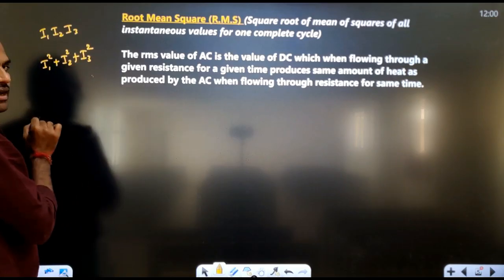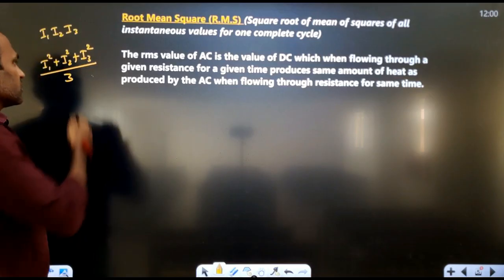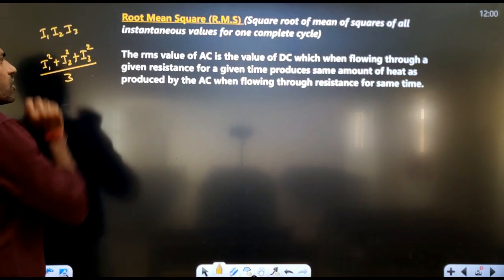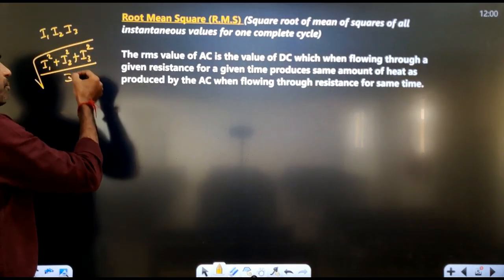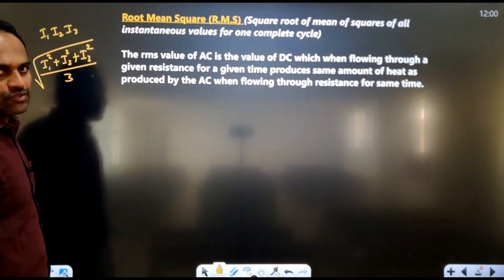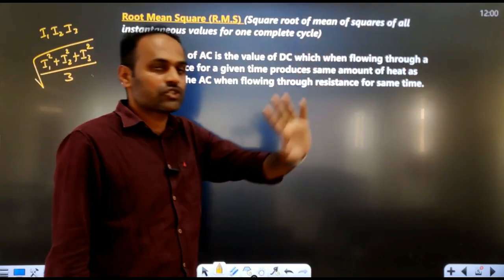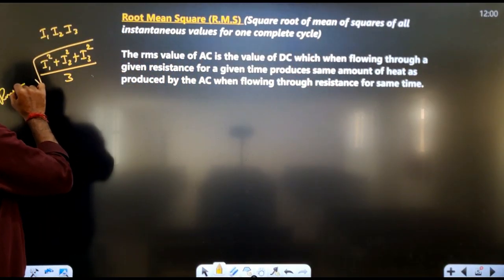So I have squared and I have added. If I divide it by 3, what is this? This is called mean. So this is the mean of the square of the instantaneous values. If I take the root of this, it is the square root of the mean of the square of all the instantaneous values. That is what we have written here. The square root of the mean of squares of all instantaneous values is called RMS value. So we call this the RMS value.